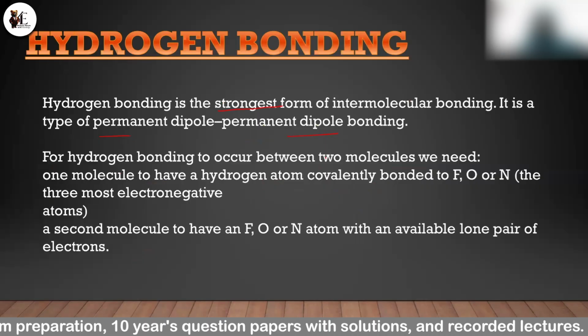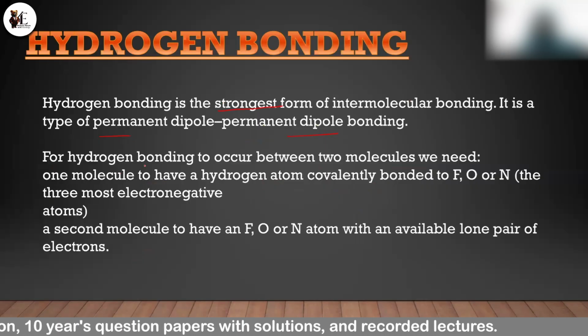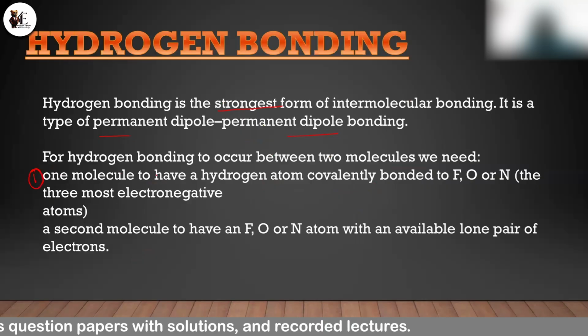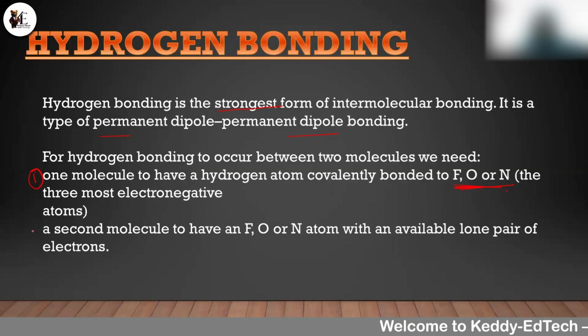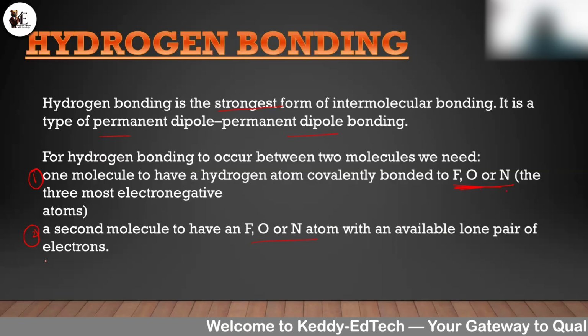For hydrogen bonding to occur between two molecules, we need two things. First, we need a molecule to have a hydrogen atom, of course, covalently bonded to F, O, or N. These three are the most electronegative elements in the periodic table: fluorine, oxygen, or nitrogen. And the second molecule must have a FON atom with an available lone pair of electrons.